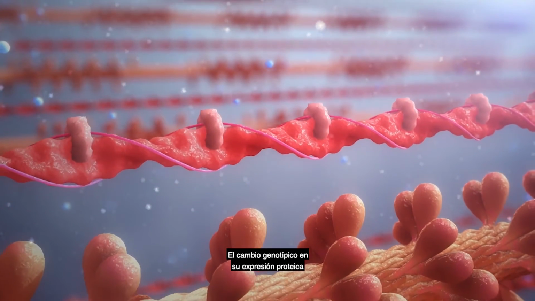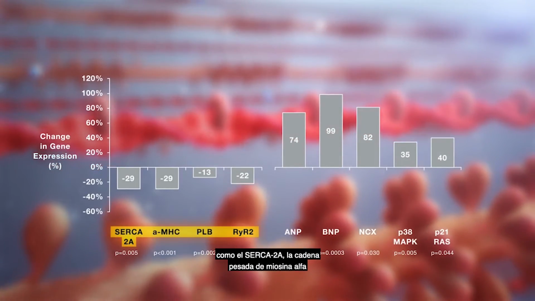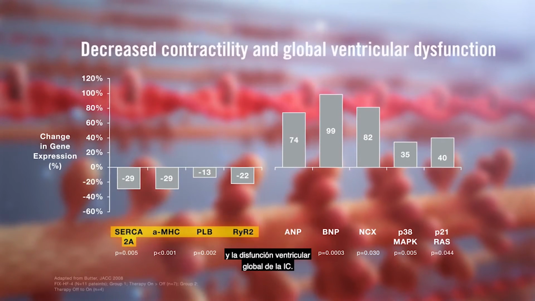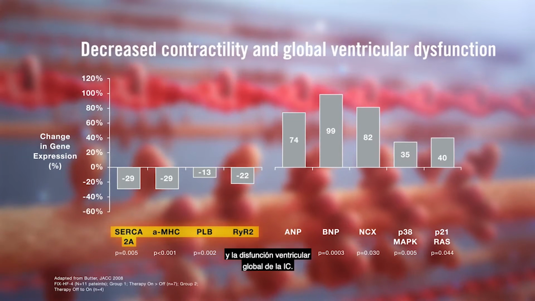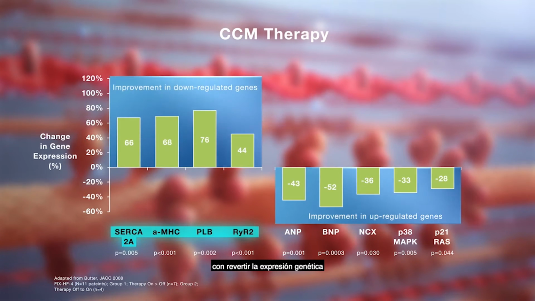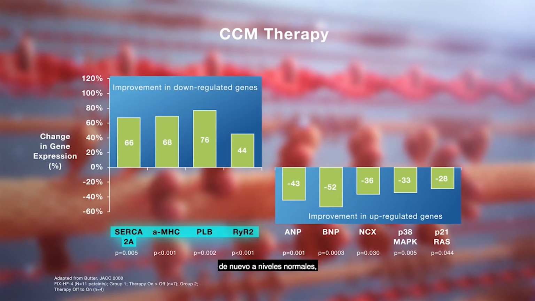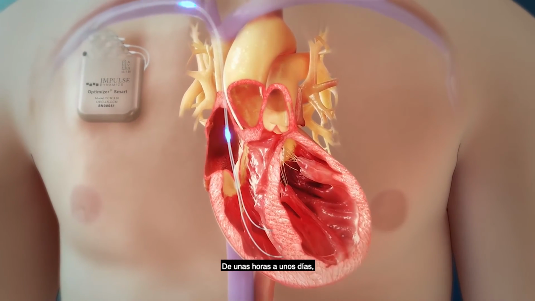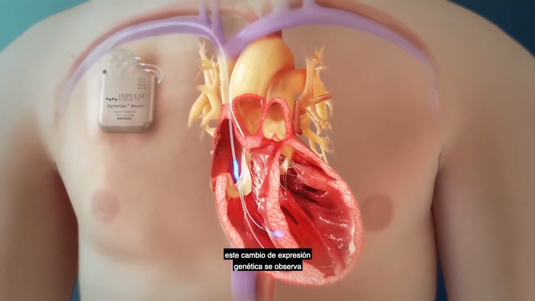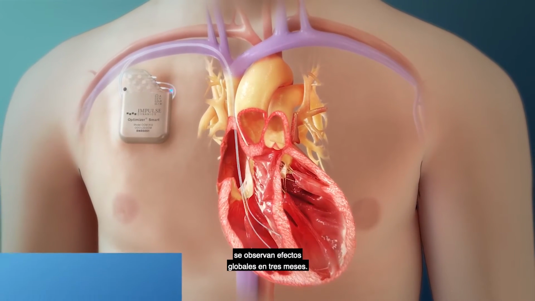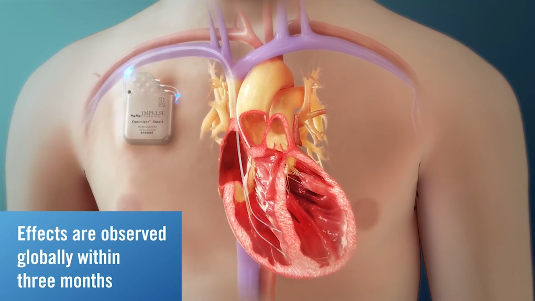Genotypic shifts in expression for proteins such as SERCA2a, alpha-myosin heavy chain, and phospholamban contribute to decreased contractility and global ventricular dysfunction in heart failure. CCM therapy has been associated with reversion of key gene expression back towards normal profiles, which collectively improve myocardial and global LV function. Within hours to days, this beneficial shift of gene expression is observed in the region of signal delivery. Effects are observed globally within 3 months.